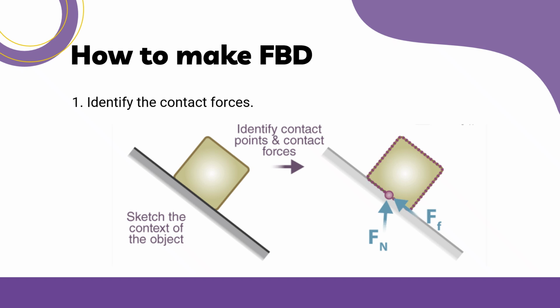First, we need to identify the contact forces. To identify the forces acting on the body, you should draw an outline of the object with dotted lines as shown in this figure. Make sure to draw a dot when something touches the object. When there is a dot, it indicates that there is at least one contact force acting on the body. Now you can draw the force vectors at the contact points to represent how they push or pull on the object.